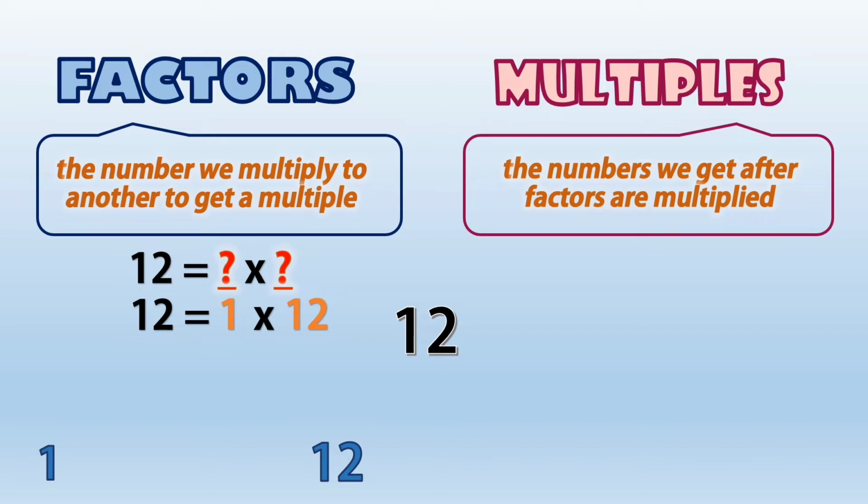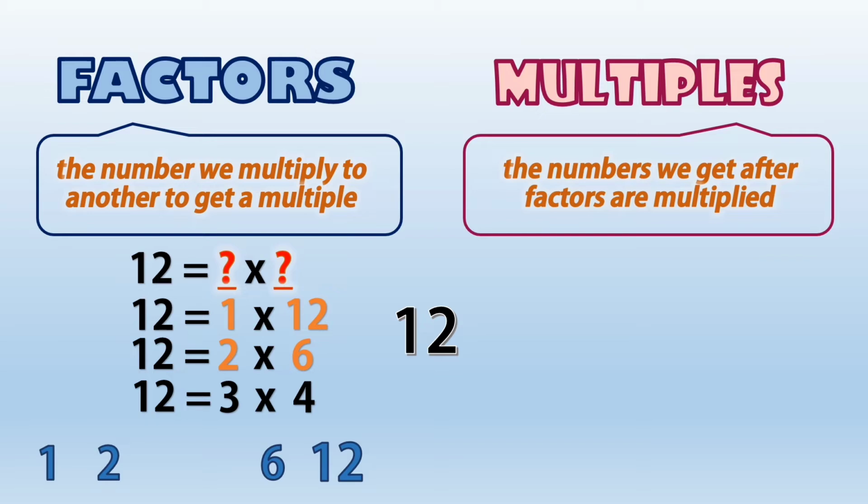Next to 1 is 2. So any number multiplied by 2 will get an answer of 12. Okay, so 2 times 6 is equal to 12. So 2 and 6 are factors of 12. Now think of a number between 2 and 6 that can be a factor of 12. Okay, so 3 times 4 is equal to 12. So 3 and 4 are factors of 12.